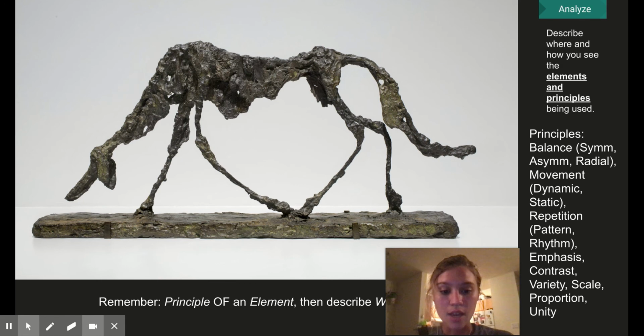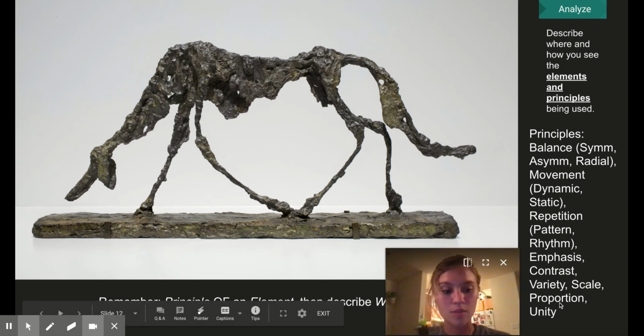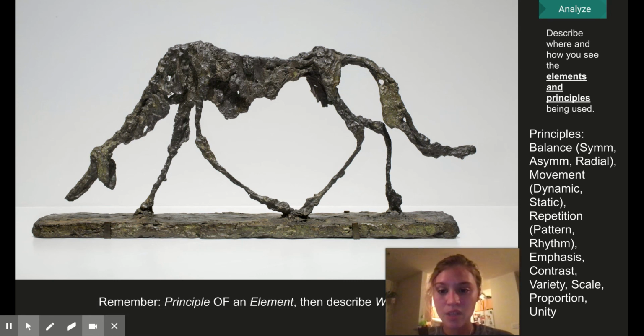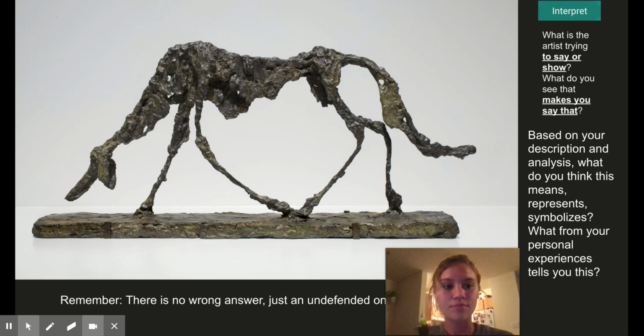I could also say this artwork has unity. So that's another principle. And then I need to use an element that is creating that unity. I see a lot of texture. So I could say this artwork creates unity through texture. Okay, and then I could do that a couple more times or go in more depth about where I see those things. And that would be my analyze paragraph.